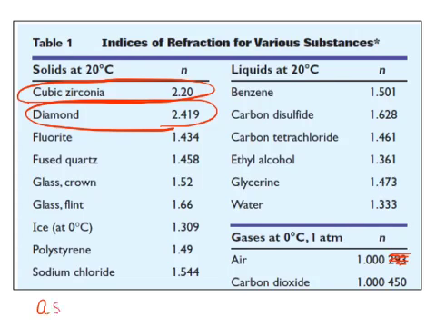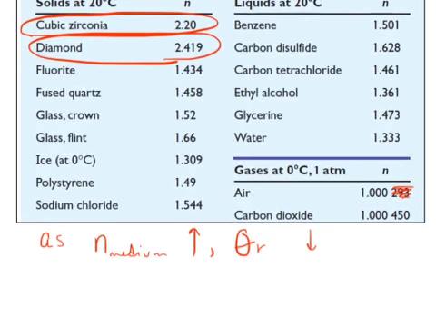So let's say as n of the medium, not air, increases, you have more refraction, which causes it to bend closer to the normal. So theta r decreases. As the value of n in the medium increases, it's going to cause the light to refract even more, which will get it closer to the normal, which makes theta r go down. Remember, theta r is the angle of refraction after it passes through the medium.